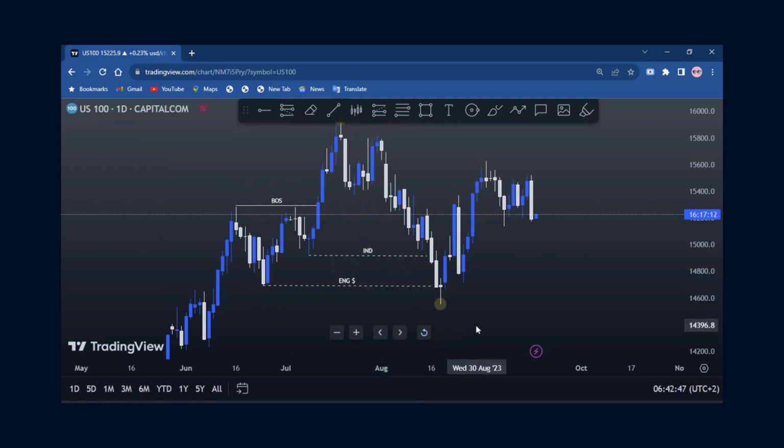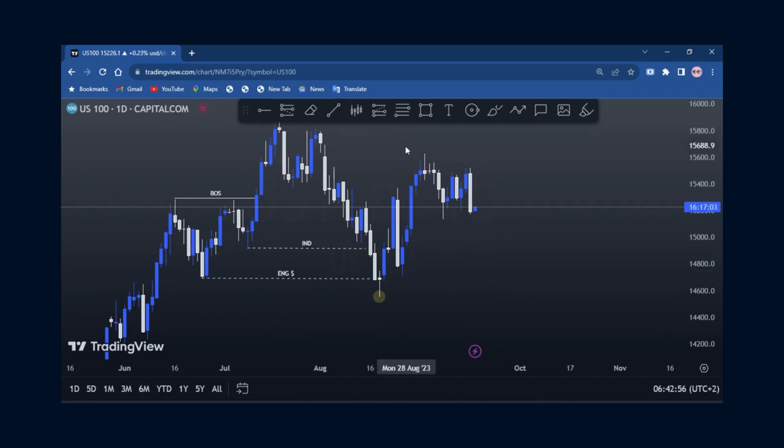So firstly, the first pullback, it's what we call an inducement. But if the market brings another pullback, that means the market is no longer having just an inducement, but it has two things. It has an inducement and engineered liquidity. Let me just draw it here so you can understand.